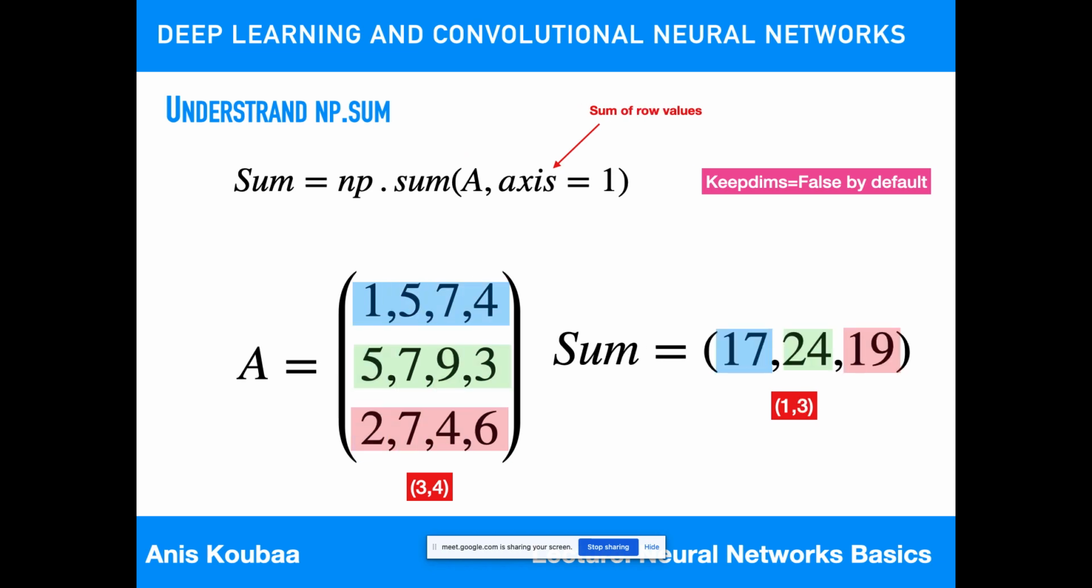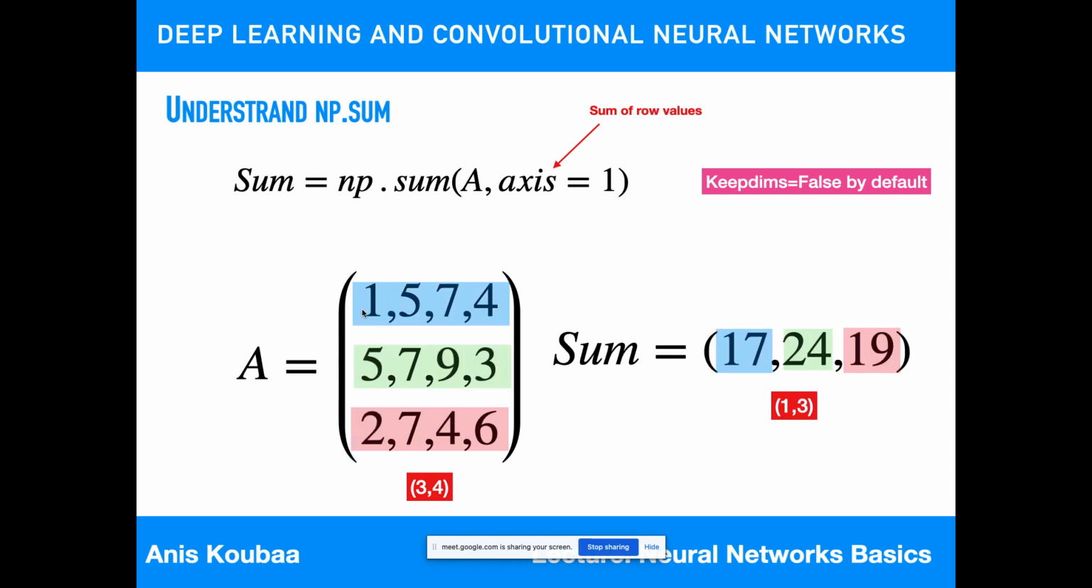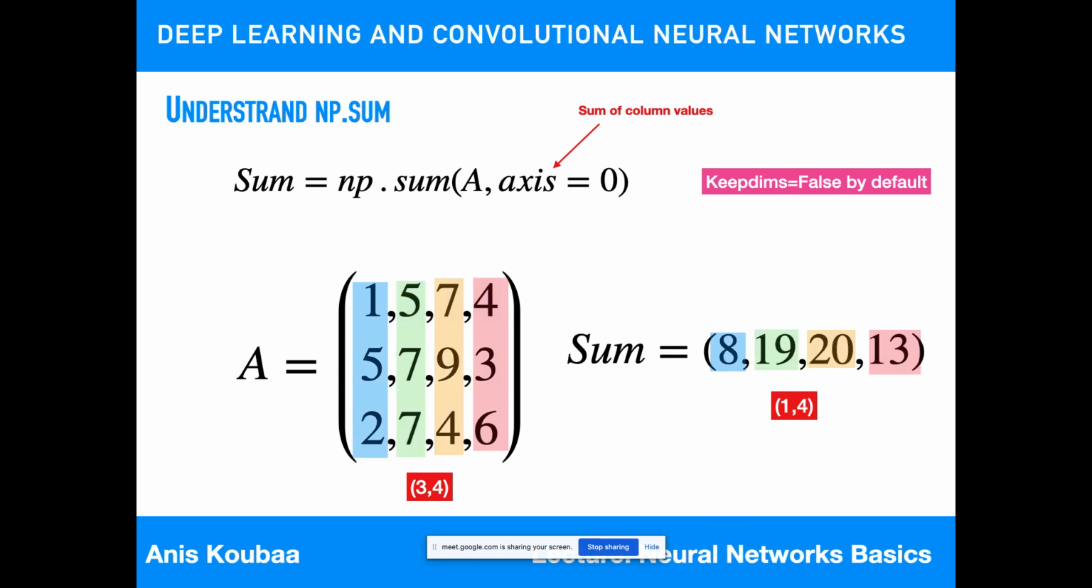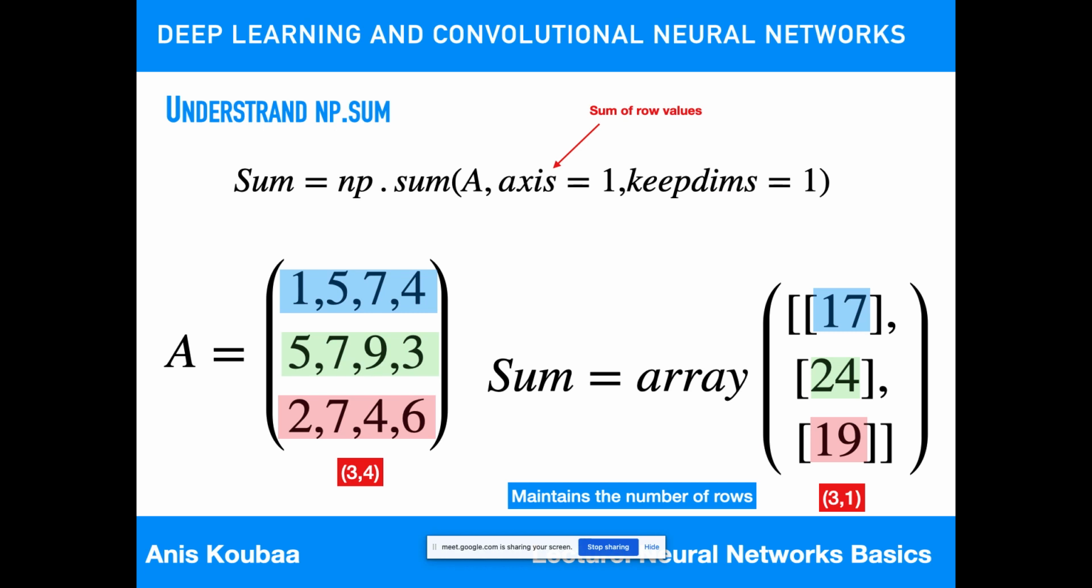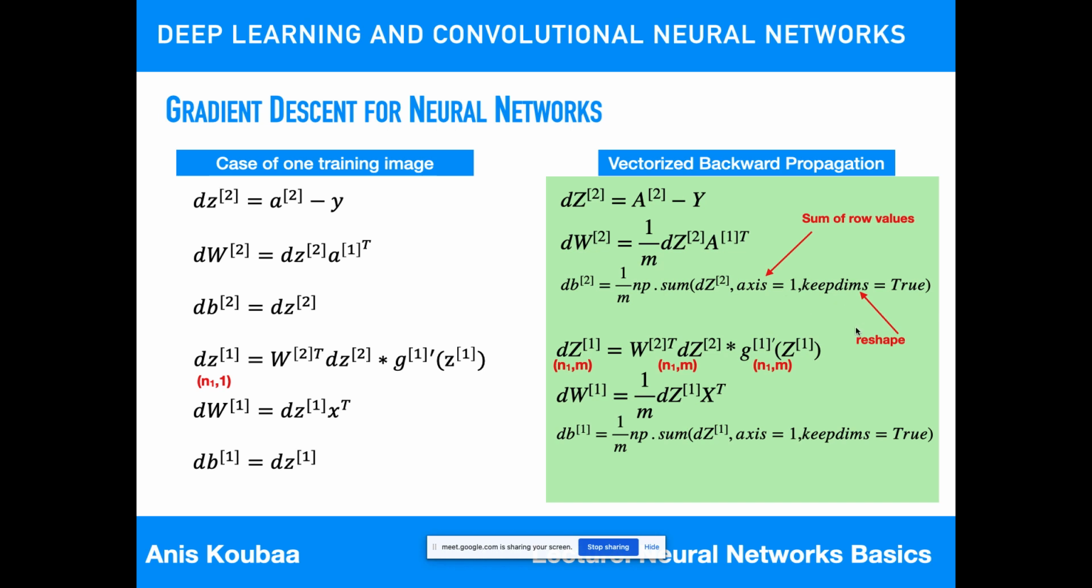Yes, this axis equal to 1. Is this slide similar to this one? So axis equal to 1, you will make the sum over the row values: first row, second row, third row. Axis equal to 0, you will calculate it over the column values: sum of the first column, the second column, the third column, the fourth column. I get it. Okay. And keep dims here is just if we want to keep the dimension, and we want to keep the dimension here to be able to make the computation right.